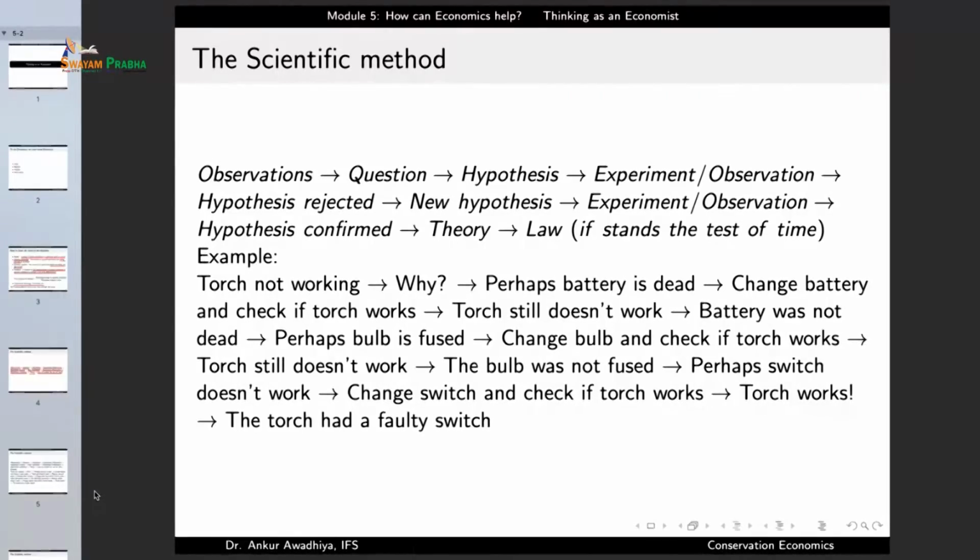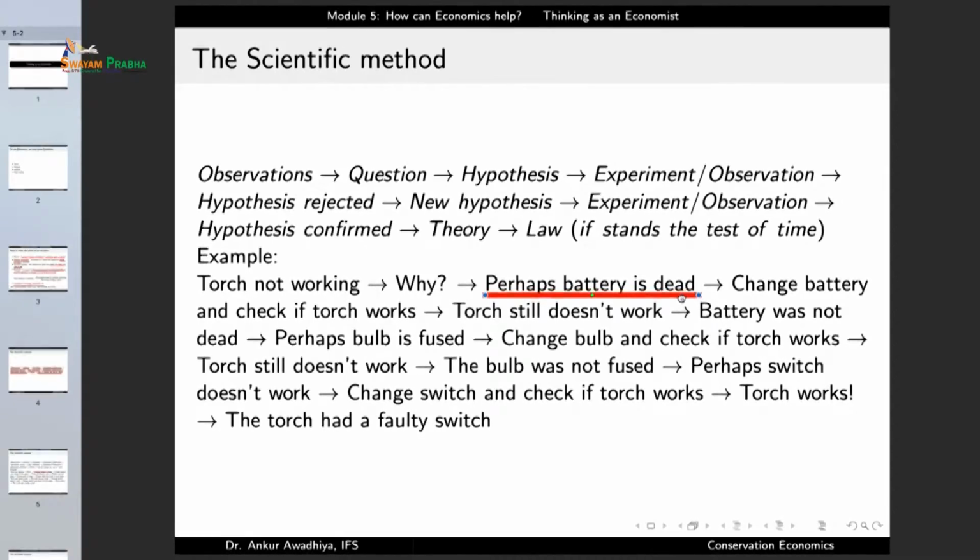Now, we can apply scientific methods to any observation and to any question. So, in this case, the observation is that the torch is not working. The question is, why is the torch not working? So, we'll formulate certain hypotheses. The first hypothesis is perhaps the battery is dead.